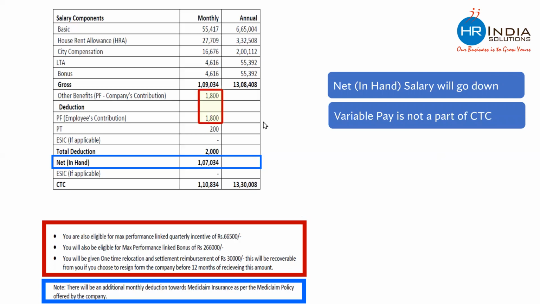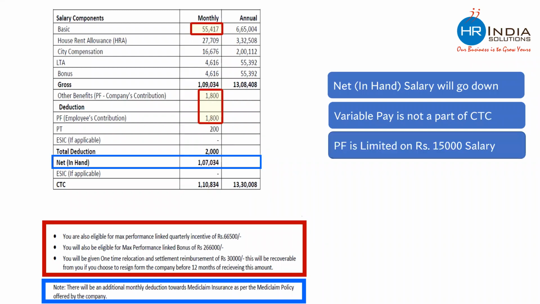You will see that the PF contribution is only 1,800, but the basic salary is 55,000 something. If you calculate 12 or 13% of 55,000, that would be a huge amount. But the company is only contributing 1,800, which means this company is saying that we will pay up to 15,000 and not below that, which is legally okay. In PF, you can do that. Bonus, which is a statutory benefit, is normally paid annually.